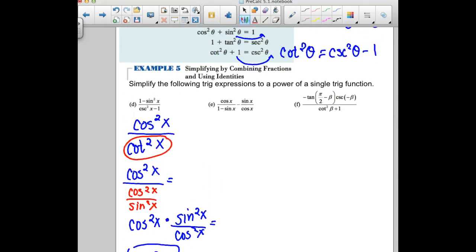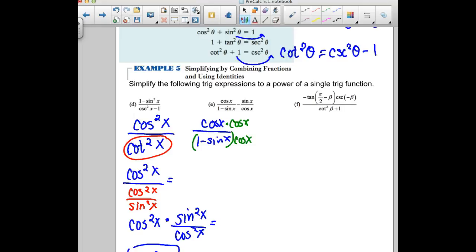All right, let's look at our second one here. We've got cosines, we've got sines, we've got 1 minus sines. It's asking us to subtract these two fractions, and in order to add or subtract fractions, we do need a common denominator. So let's multiply both sides by the opposite denominator so that we can get this to match. So I'm going to take cosine of x over 1 minus sine of x, and I'm going to multiply top and bottom by a cosine of x.